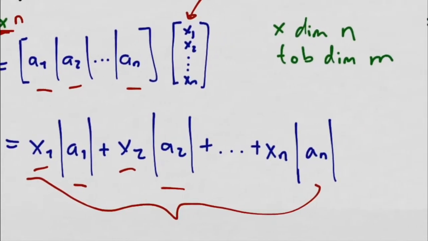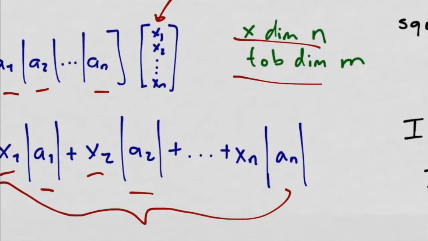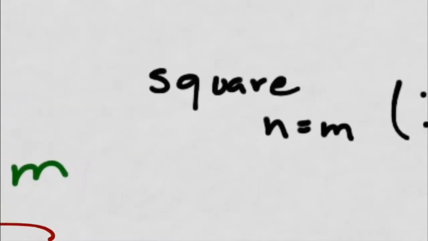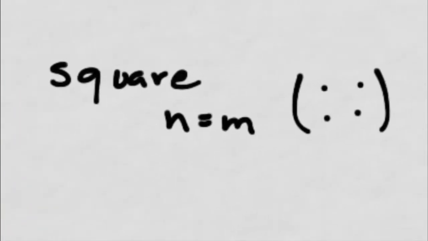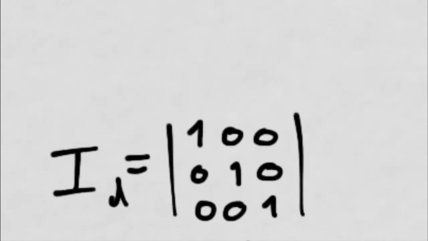Not all dimensions, x dimension 2. Not all the matrices will change dimensions. Square matrices, so n equals m, leave the vector in the same space, but will probably create a rotation or deformation of the original vector. There's even a special matrix that leaves the vector untouched, and that is the identity matrix.